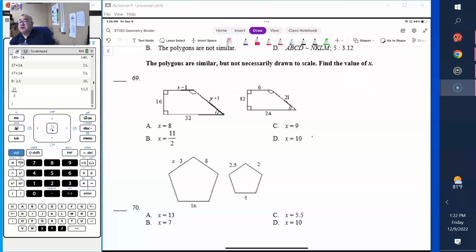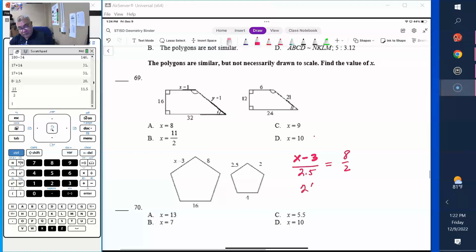The polygons are similar but not necessarily drawn to scale. So we have x minus 3 is to 2.5 equals 8 to 2, and we're comparing the two pentagons. So we have 2 times x minus 3 equals 8 times 2.5, which is 20. So you have 2x minus 6 equals 20. You multiply 2 times x and then 2 times 3. So you have 2x equals 26. And then you divide by 2, so x equals 13. So your answer is A.